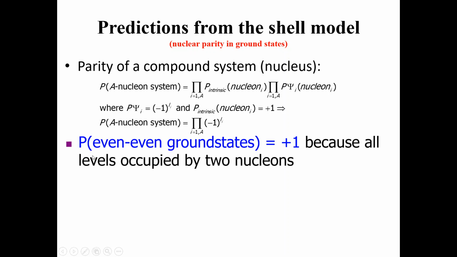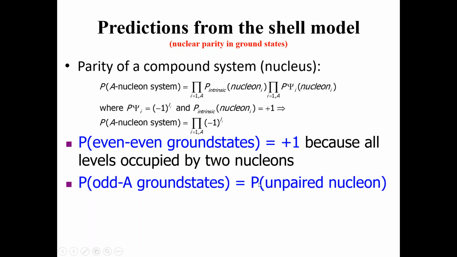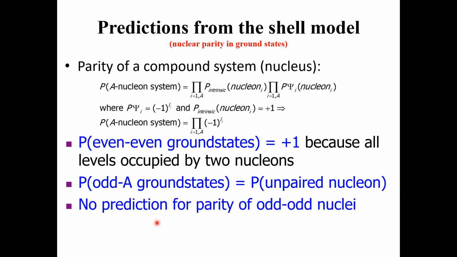So we know that the parity for even ground states should be equal to plus 1. Why plus 1? Because all levels are occupied by two nucleons. For an odd number of nucleons in the ground state, the parity is equal to that of the unpaired nucleon. So there is no prediction for the parity of odd nuclei; the shell model has no predictions for the parity of odd nuclei.